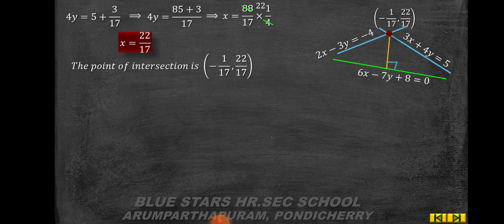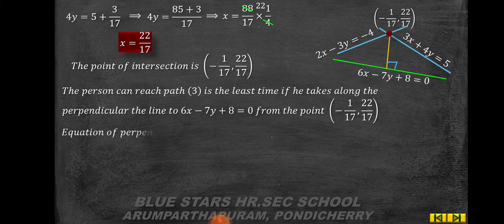Next, join the point of intersection to the line 6x minus 7y plus 8 is equal to 0. Both are perpendicular. So the person can reach path 3 in the least time if he takes the perpendicular to the line 6x minus 7y plus 8 is equal to 0 from the point minus 1 by 17 comma 22 by 17. Therefore, the equation of the perpendicular is of the form: you can change the coefficient of y into the coefficient of x, then the coefficient of x into the coefficient of y.